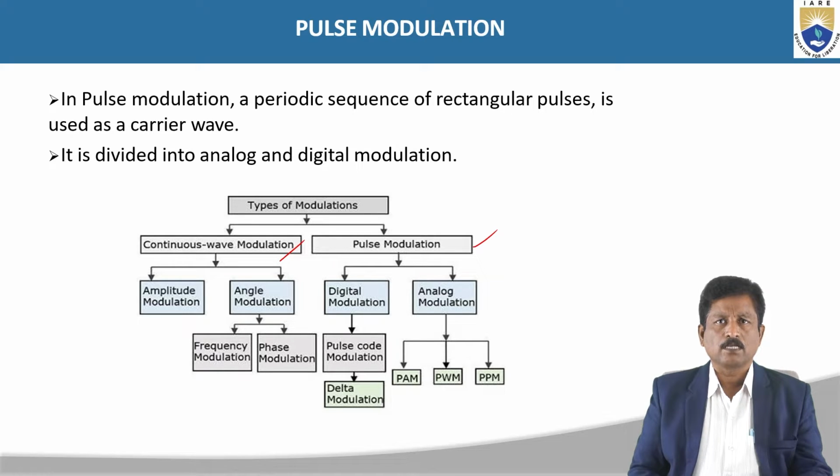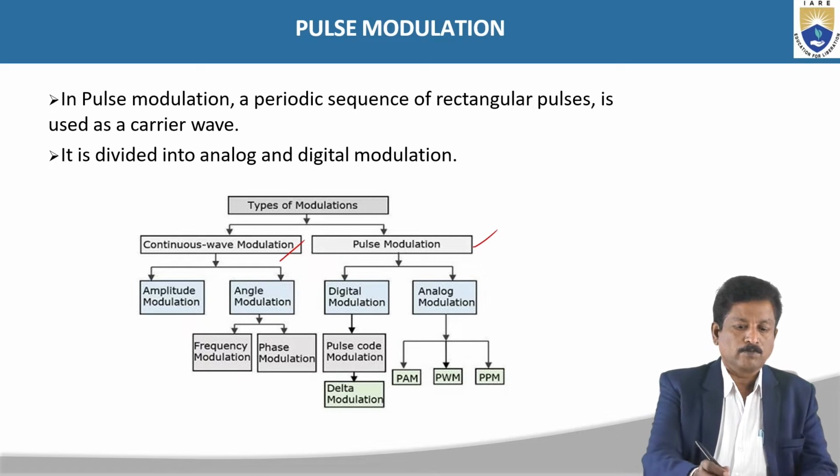In case of the continuous wave modulation, the modulation can be taken continuously. That indicates the carrier signal used in case of the continuous wave modulation is continuous. Especially for this case, we are going to take the sinusoidal wave, which is continuous, to act as a carrier signal for this continuous wave modulation.